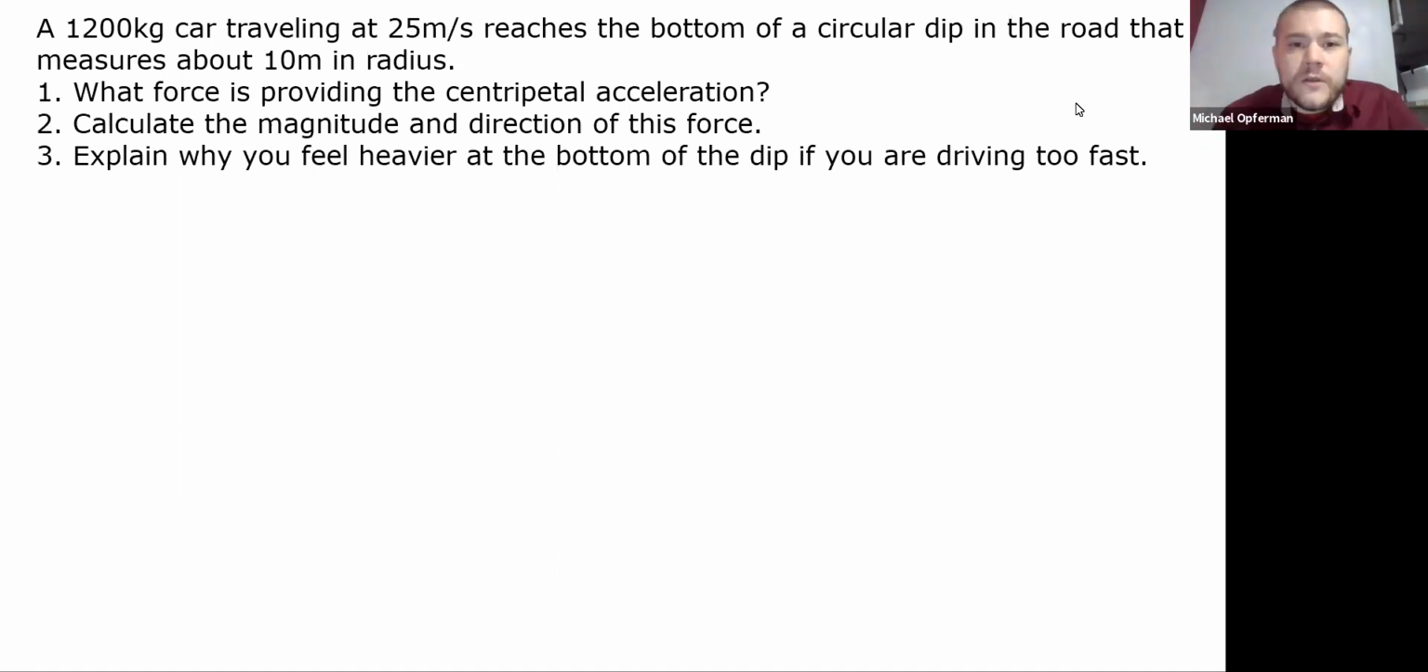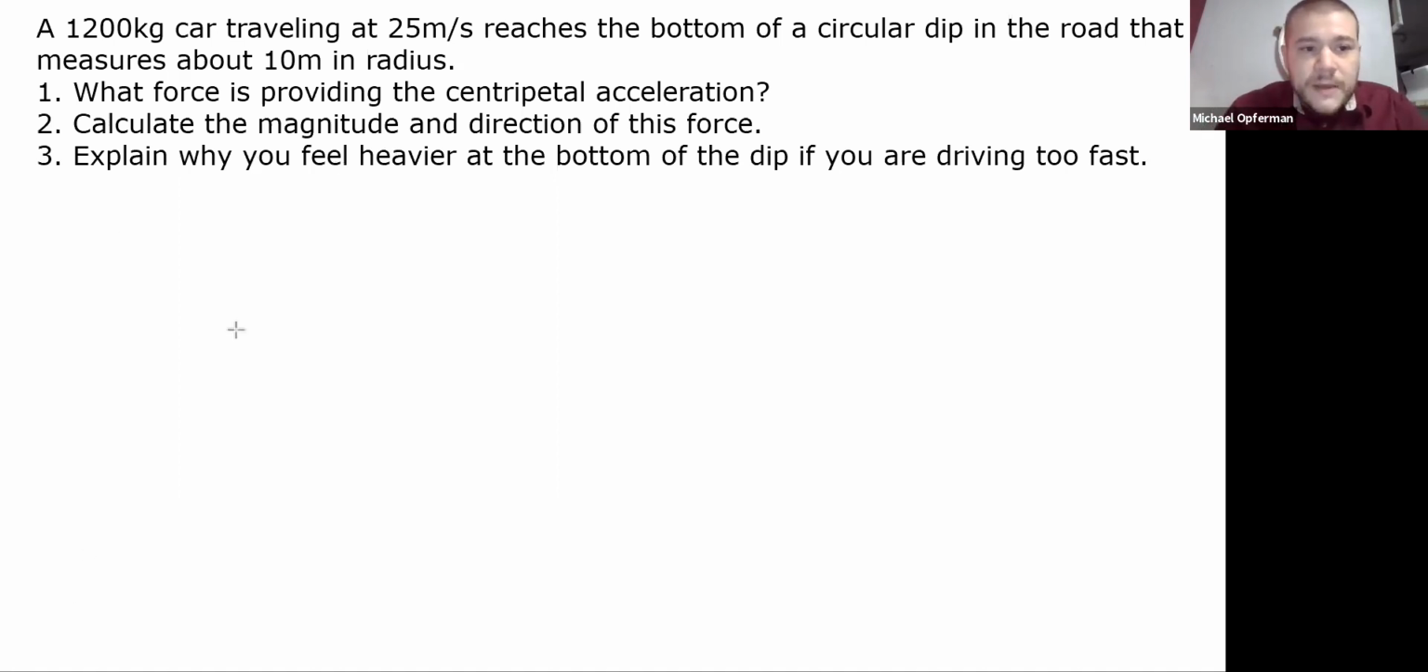So we have a 1,200 kilogram car. It's traveling at a constant speed of 25 meters per second, and it reaches the bottom of that dip, which is 10 meters in radius, a big, huge dip in the road, like a valley. And we want to know, first of all, what force is providing the centripetal acceleration, and what is the magnitude and direction of the centripetal acceleration.